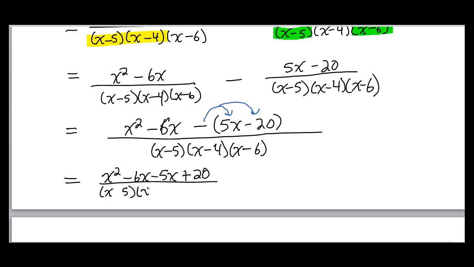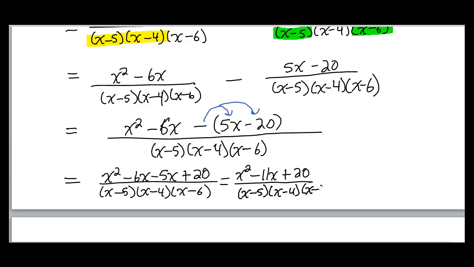Over x minus 5 times x minus 4 times x minus 6. All right. When I combine these like terms, I get an x squared minus 11x plus 20 all over x minus 5 times x minus 4 times x minus 6. And so now my goal is to factor my numerator and determine if we have any common factors. So let's think about our numerator here. I have x squared minus 11x plus 20.